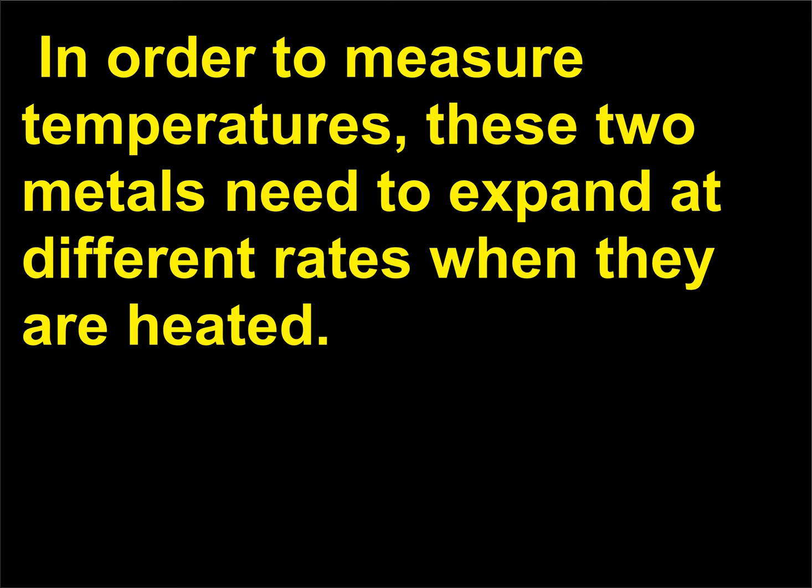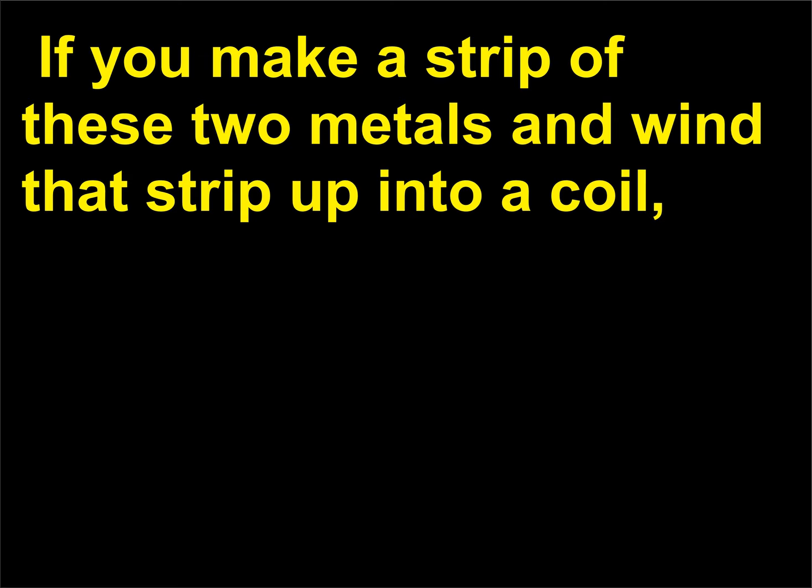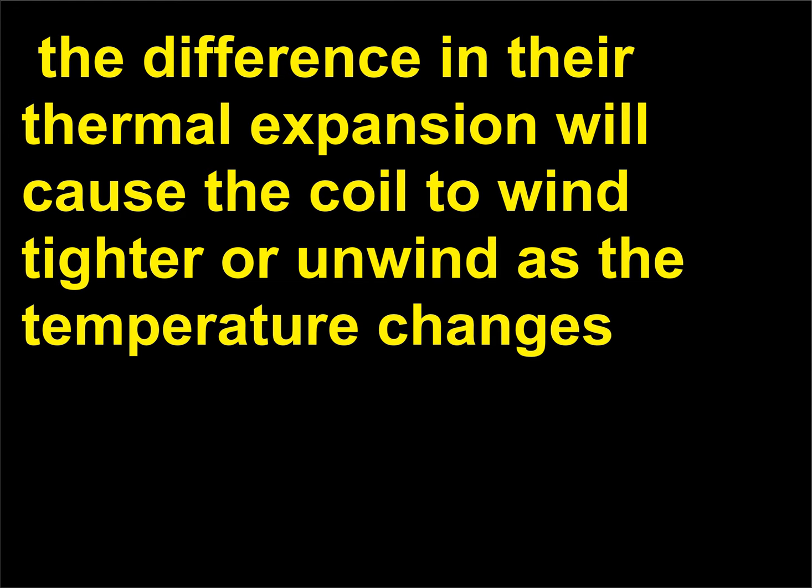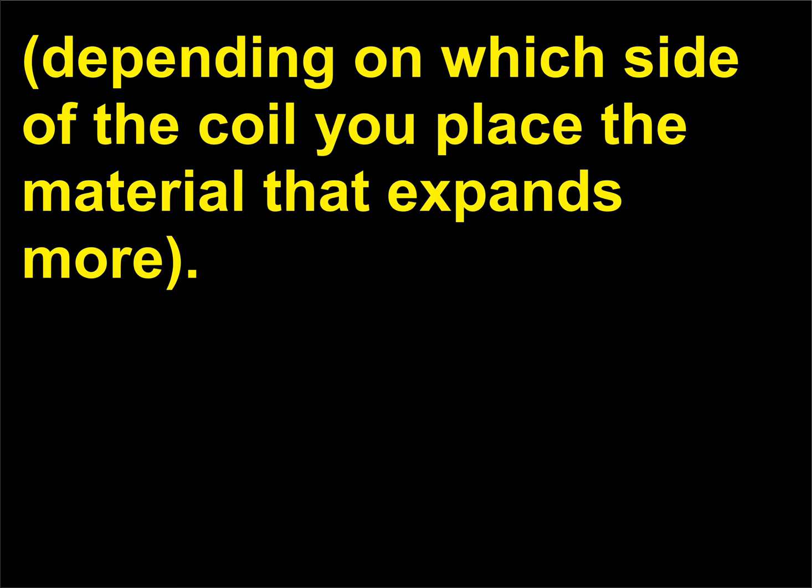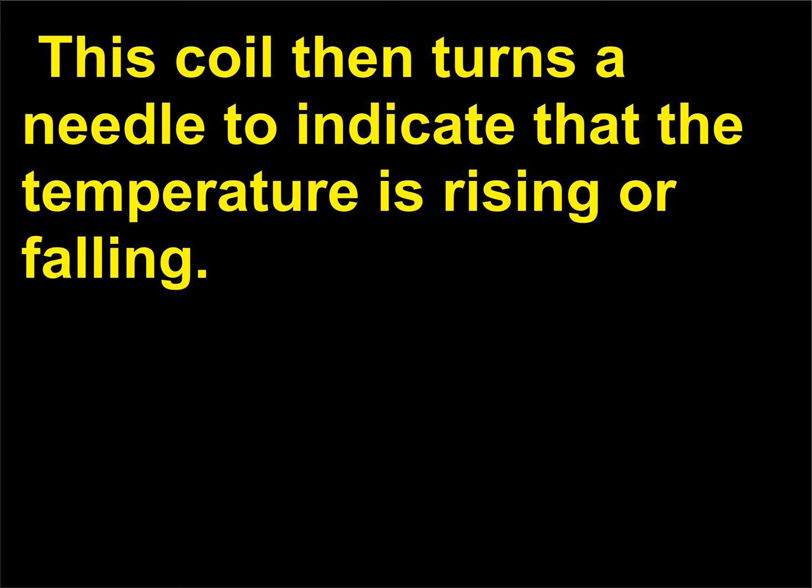If you make a strip of these two metals and wind that strip up into a coil, the difference in their thermal expansion will cause the coil to wind tighter or unwind as the temperature changes. Depending on which side of the coil you place the material that expands more, this coil then turns a needle to indicate that the temperature is rising or falling.